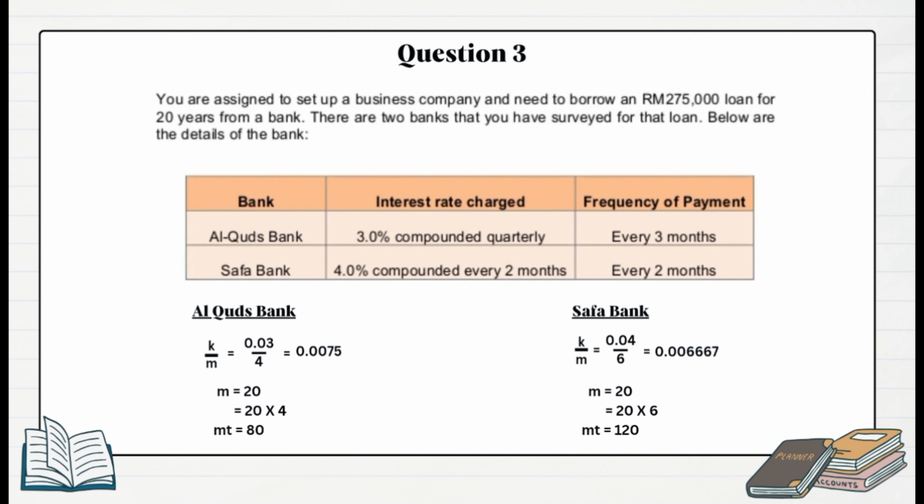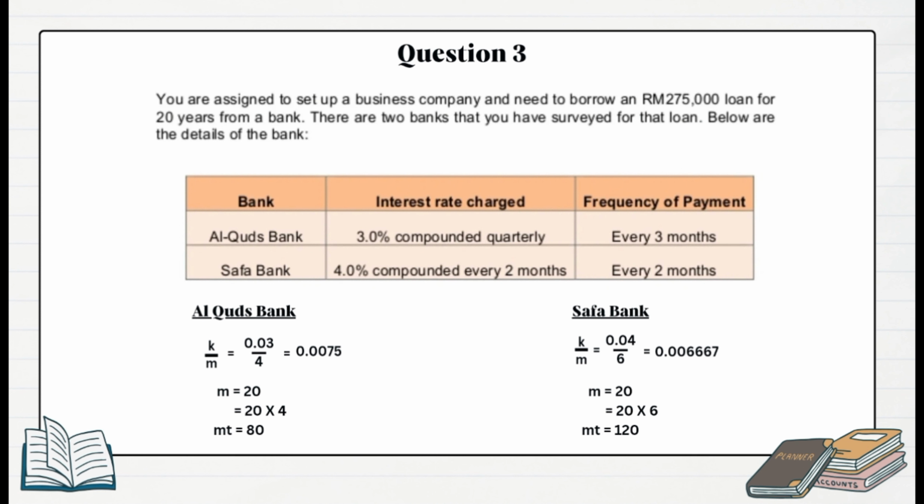So the question is, you are assigned to set up a business company and need to borrow a 275,000 loan for 20 years from a bank. There are 2 banks that you have surveyed for that loan. Below are the details of the banks. First bank is Al-Quds Bank's interest rate charge 3.0% compounded quarterly, frequency of payment every 3 months. The second is Safa Bank, interest rate charge 4.0% compounded every 2 months, frequency of payment every 2 months.